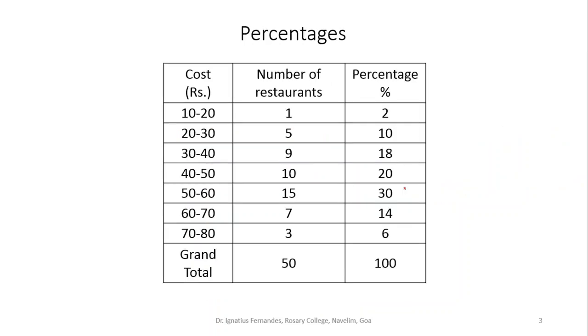And you will get a table something like this. So the number of restaurants are here, and these are the percentages. We already talked about how to find out the percentages. So for each of these classes I have the percentages here. That means 2% of restaurants give their meal for rupees 10 to 20, 18% of the restaurants give their meal for 30 to 40, and so on.